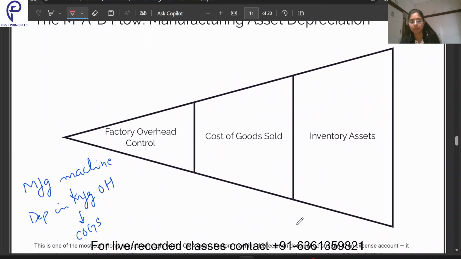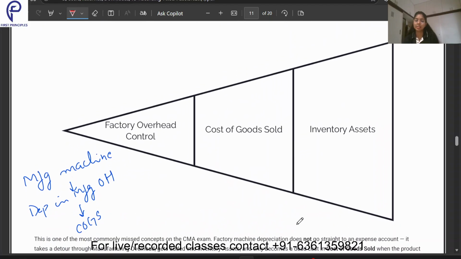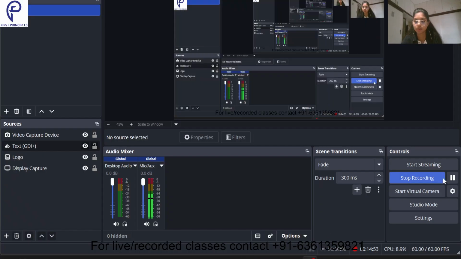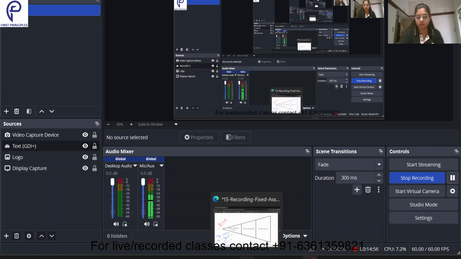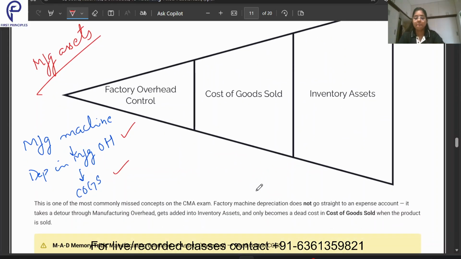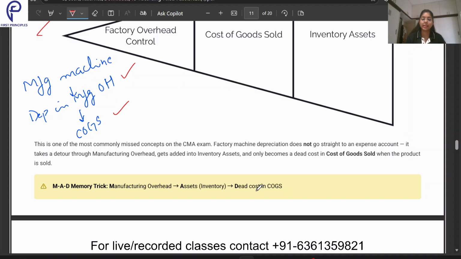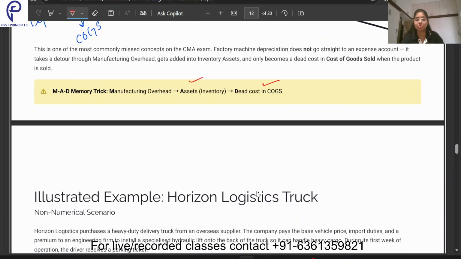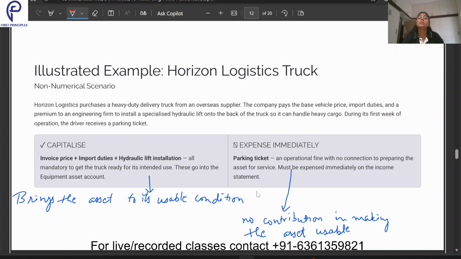First of all, it is given how the flow of depreciation works in case of manufacturing assets. For manufacturing assets, depreciation goes into manufacturing overhead, which again goes to my COGS, my cost of goods sold. This manufacturing overhead will go into the inventory and it will be there as a cost in my cost of goods sold. One example is given over here.